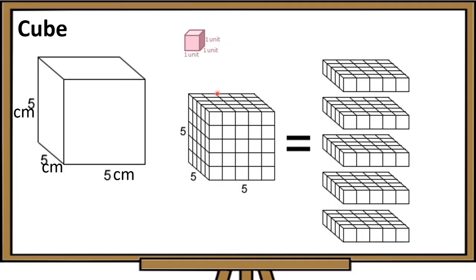To get the volume of this cube, bibilangin mo lahat ng maliliit na cubes na inilagay mo dito sa box. So, 25 plus 25 equals 50. And then, plus 25 equals 75. Plus 25 equals 100. Plus 25 equals 125. So, ibig sabihin, 125 yung volume ng ating cube.